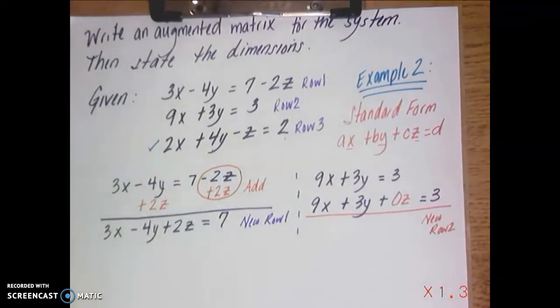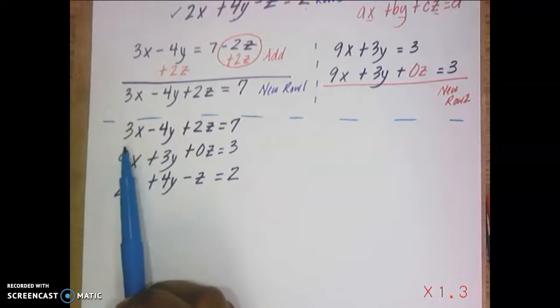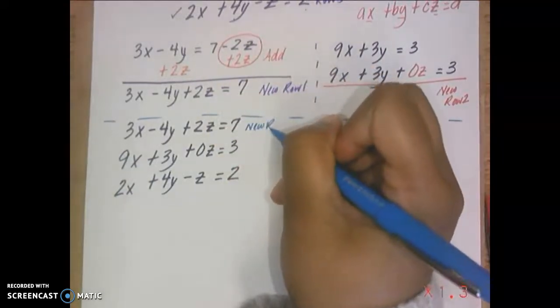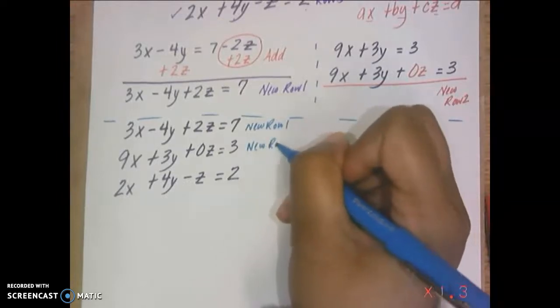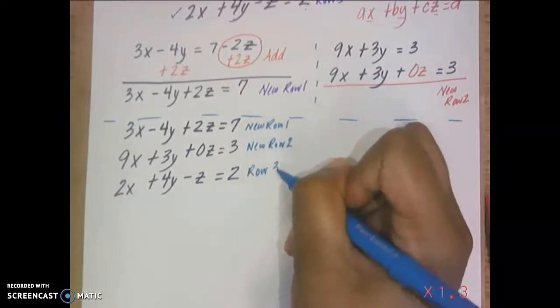Give me just a second to set everything up. Okay, folks, so here's what we have. We have our new row 1. We have our new row 2. And we have our same old row 3.